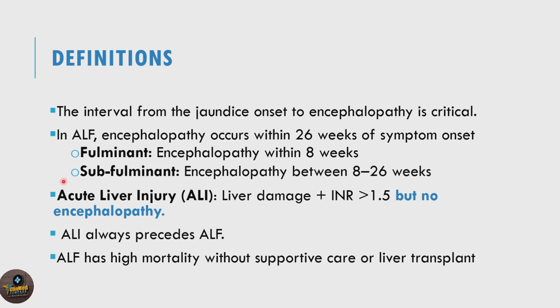Acute liver injury is defined as liver damage with international normalized ratio of greater than 1.5. But this time around, there is no encephalopathy. You need to understand that acute liver injury always precedes acute hepatic failure. Acute hepatic failure has high mortality rate without prompt supportive care or liver transplants.